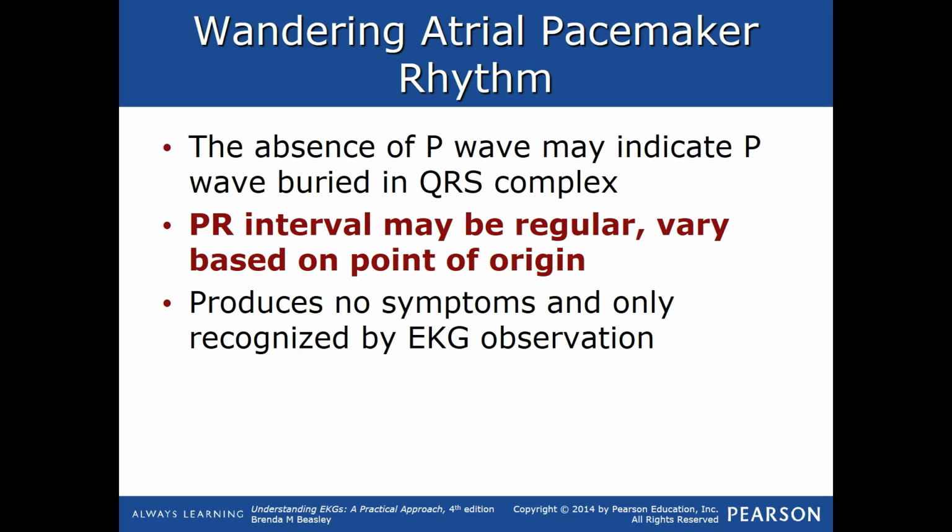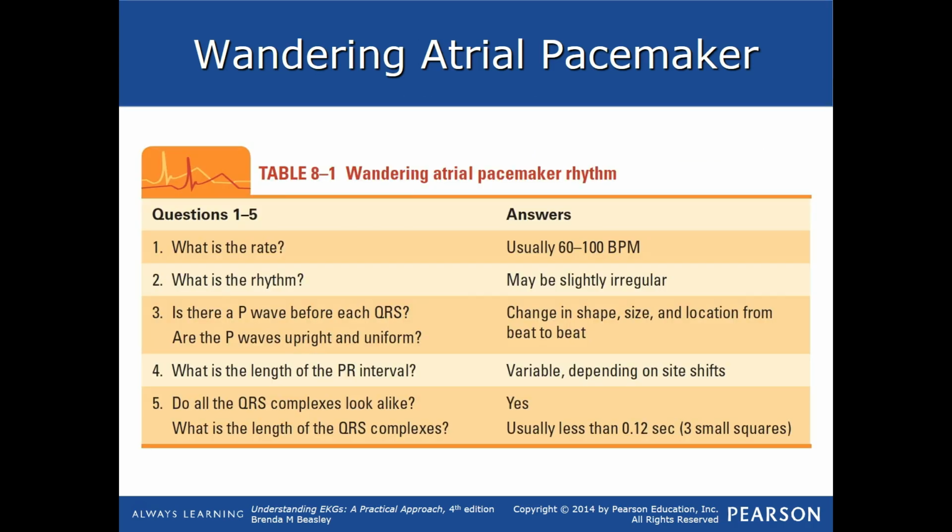Point of origin meaning where that pacemaker site is starting, because depending upon how far or how short it has to travel, that's how you see your P wave. Typically it produces no symptoms. It's only recognized by EKG observation. So really the main difference we're going to see here, the rate is still 60 to 100. The rhythm could be slightly irregular, but the changes in the shape, size, and location from beat to beat, that's going to be the big thing for this wandering atrial pacemaker.